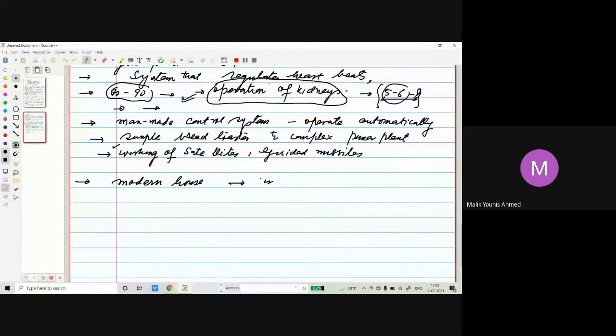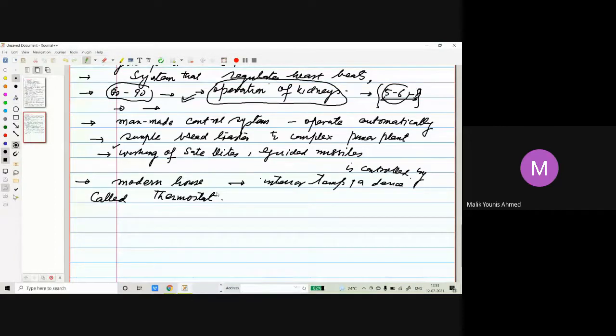will be controlled by a device called a thermostat. The interior temperature of a modern house is controlled by a device which is called a thermostat.